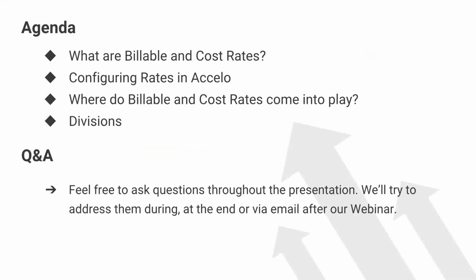First, we're going to talk about what exactly are billable and cost rates. What does that even mean? And then we're going to talk about how you can set up billable and cost rates in Excelo and what that looks like on the back end, and then where those billable and cost rates come into play within the software. And then Peter's going to talk to you about a really nifty feature of Excelo, which are divisions.